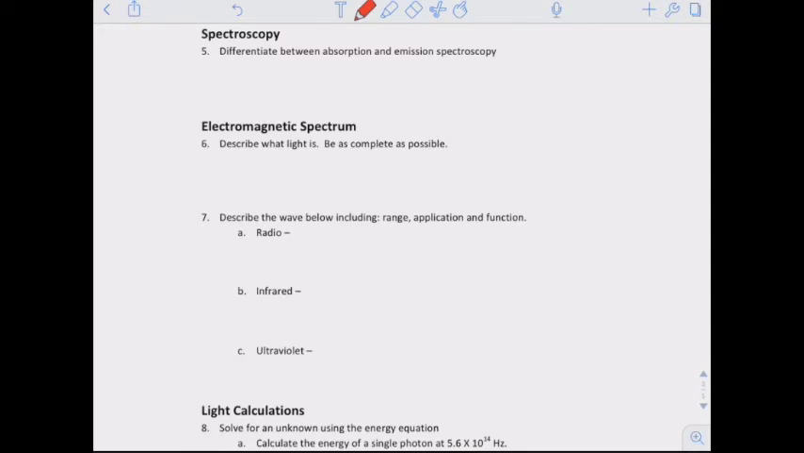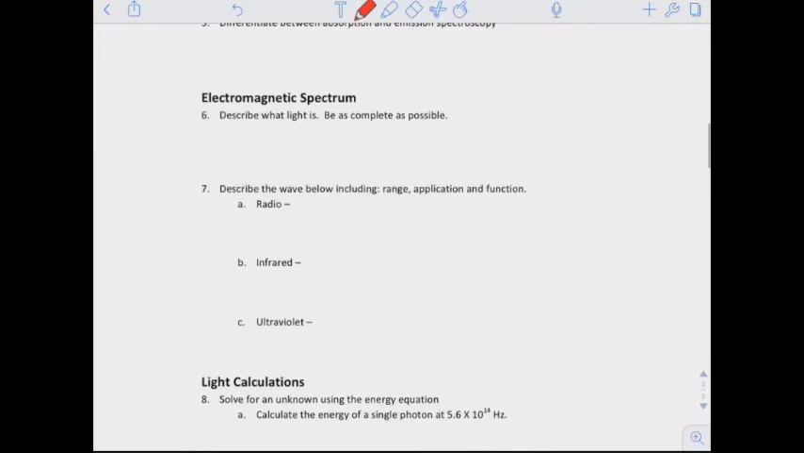Number 7, it says describe below, including range, application, and function. We should be able to get these straight from our notes. When we're looking at this, we're talking about radio waves. They have a very high wavelength, a very low energy, and they're used to transmit information. We can pull all of that from the notes. Go ahead and try infrared and ultraviolet.